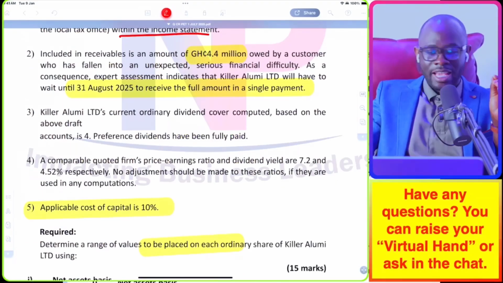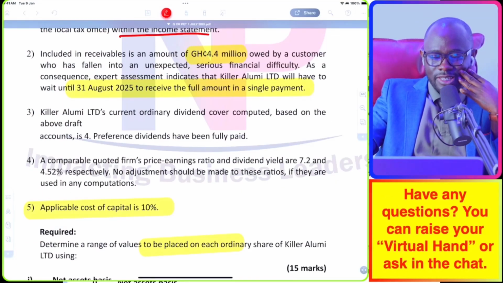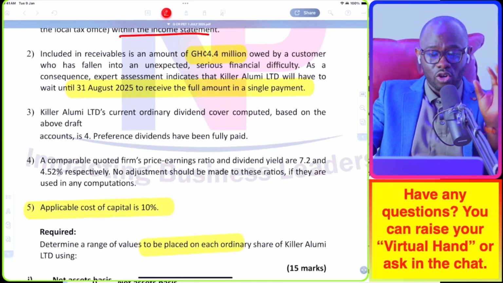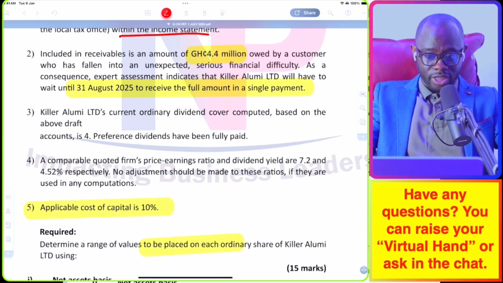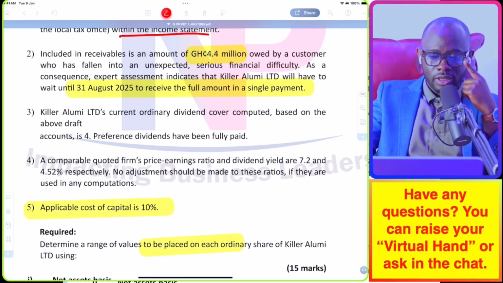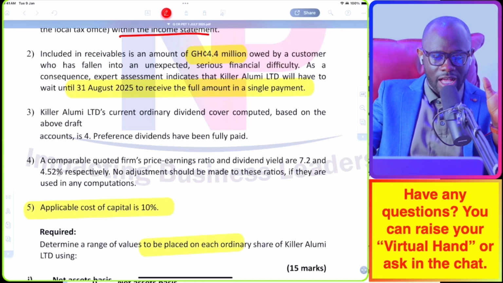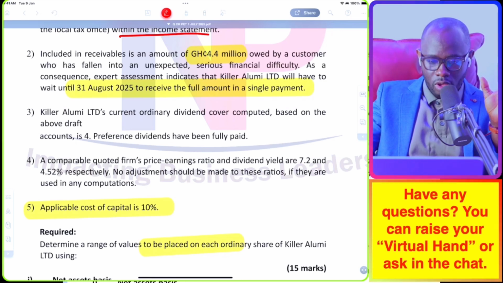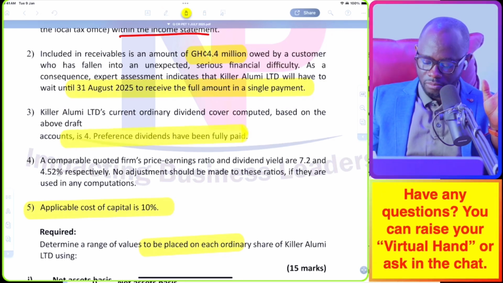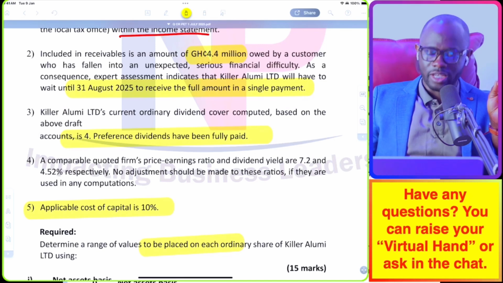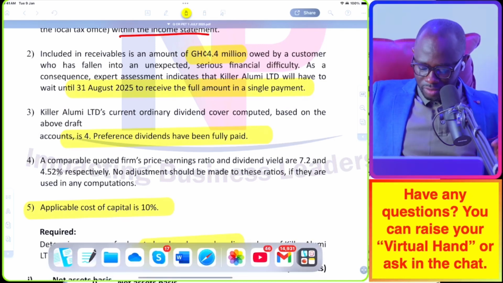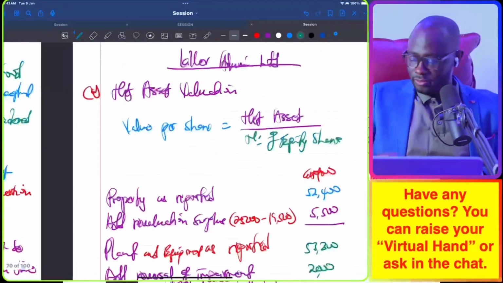Let's continue. Kilalumi's current ordinary dividend cover, computed based on the above draft account, is 4. The preference dividend is fully paid. We'll come back to that. A comparable quoted, we are done. So let's complete with the net asset situation here.